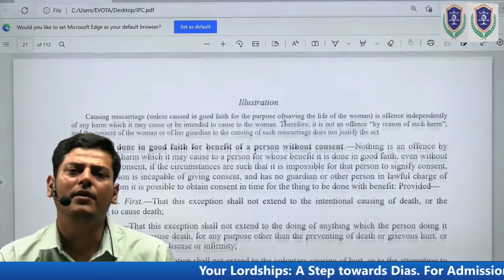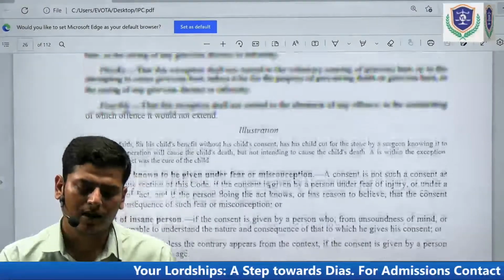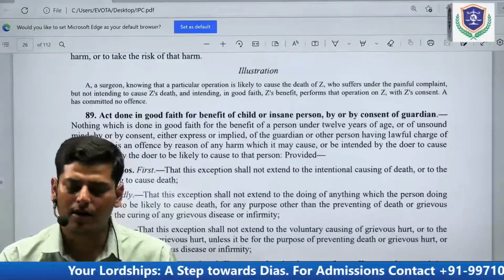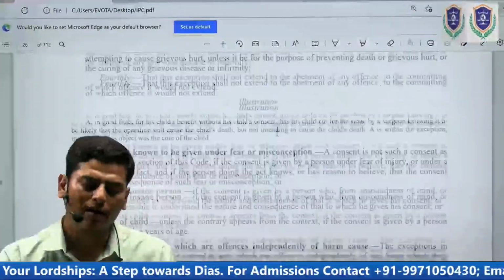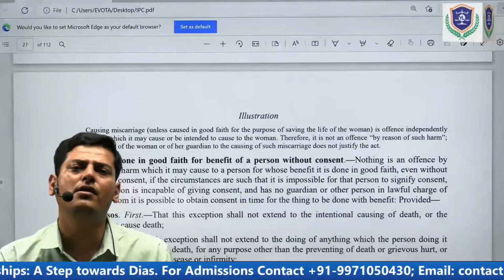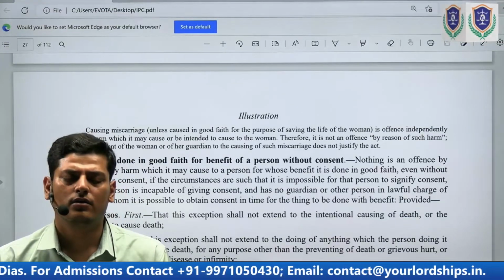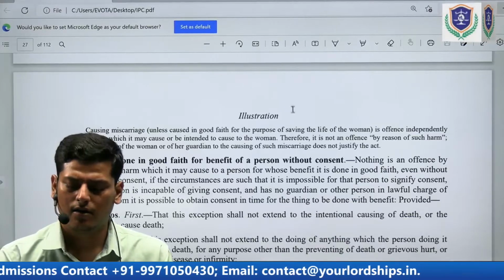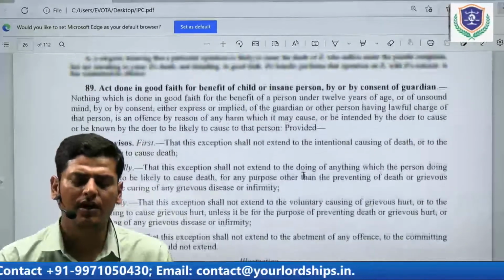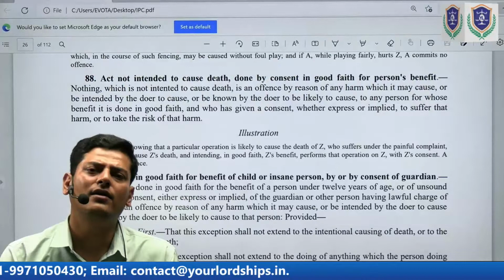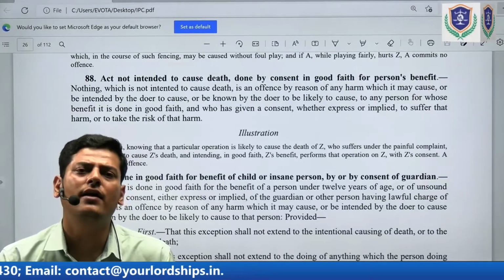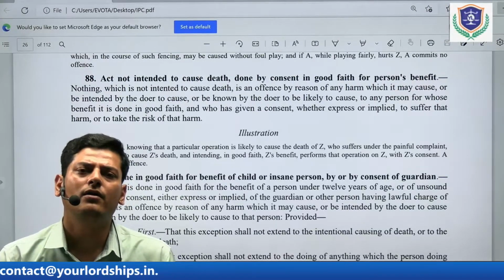In 88 and 89, there is presence of consent, while under section 92 the same thing is there, but that act is done without the consent. We will deal with all of them one by one. Section 87, I have told you, is about wrestling. Section 88 is the example of a surgeon.